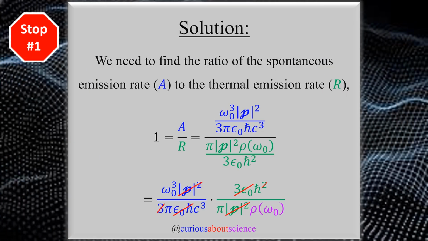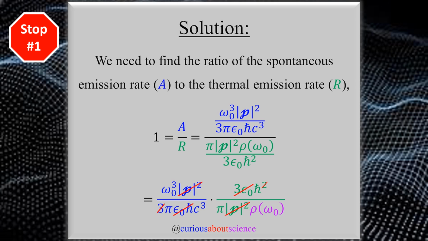Okay, so step number one then. What we have to do is find the ratio of the spontaneous emission rate A to the thermal emission rate. The reason we want to do that is because this ratio will help determine which process dominates or if they are equal. Specifically, we will solve for when they are equal to identify a frequency threshold and compare how this balance shifts across different points in the frequency spectrum.